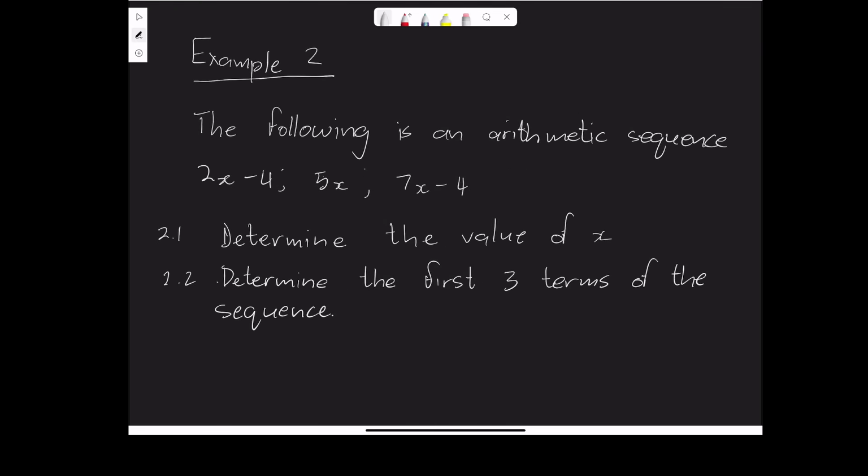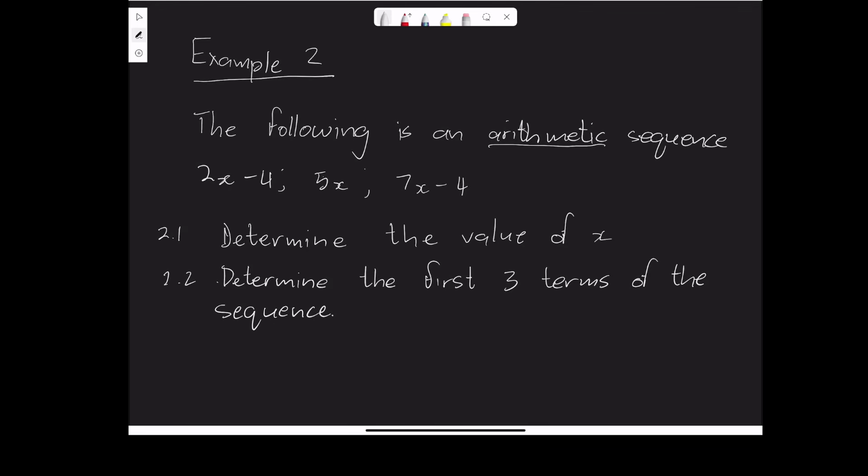All right, so let's look at example number 2. They give us a sequence there. They say the following sequence is an arithmetic sequence. So by virtue of them having told us that, it means that we can apply what we know about the arithmetic sequence. They've given us the first three terms there, which is 2x minus 4, 5x is the second term, and the third one is 7x minus 4. They say determine the value of x.